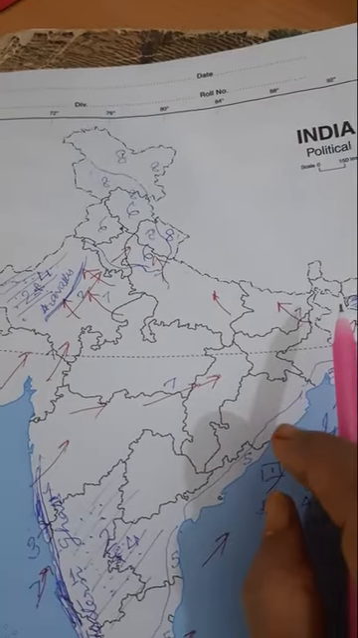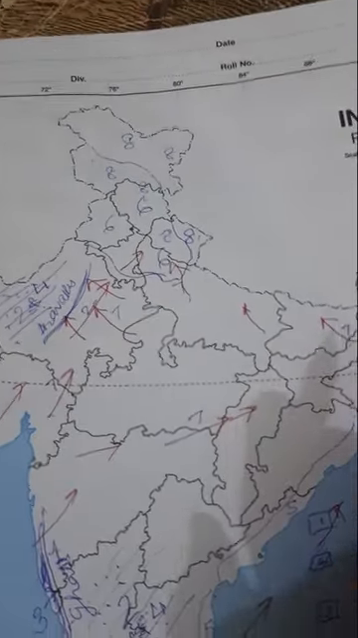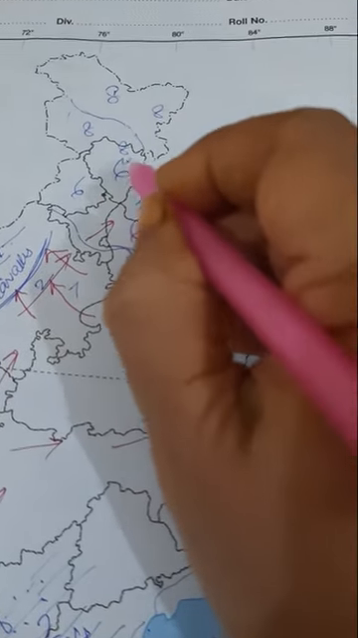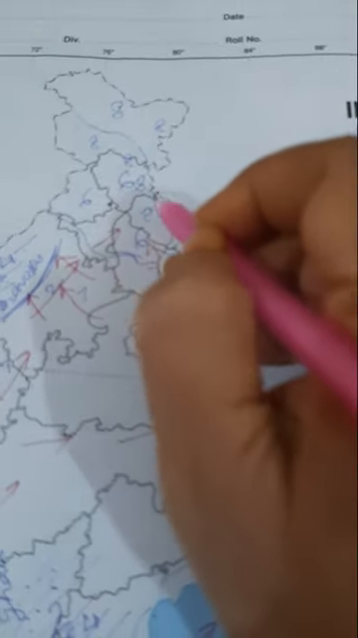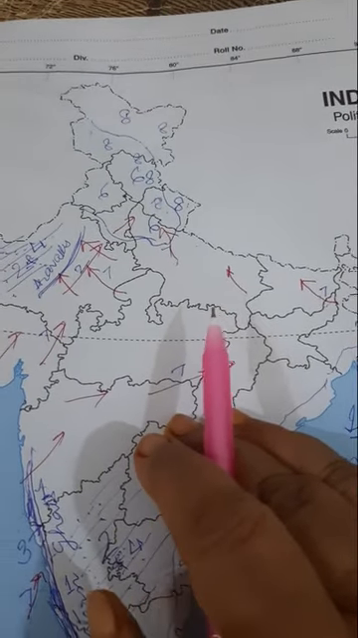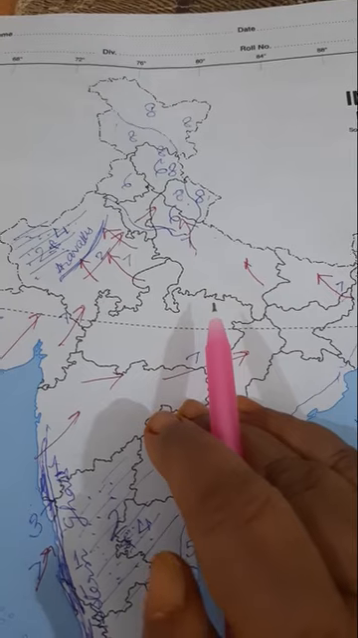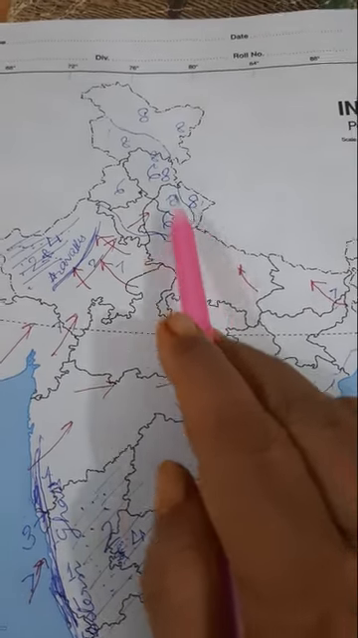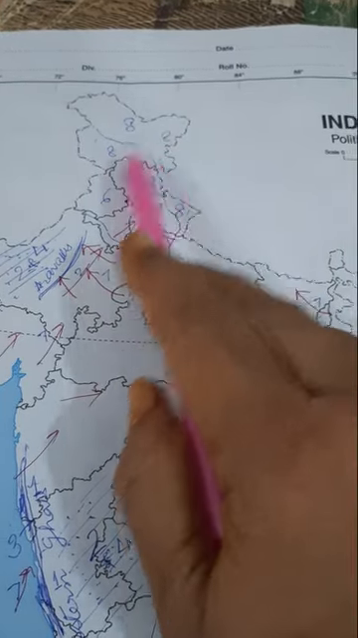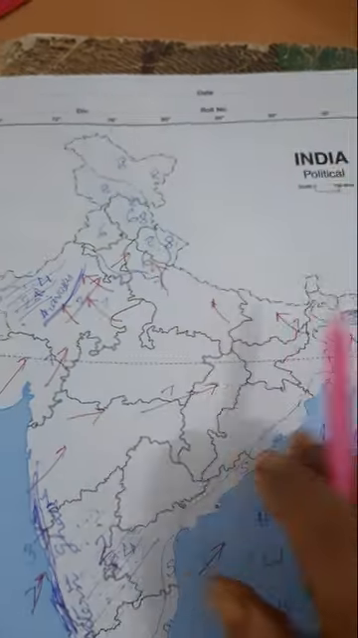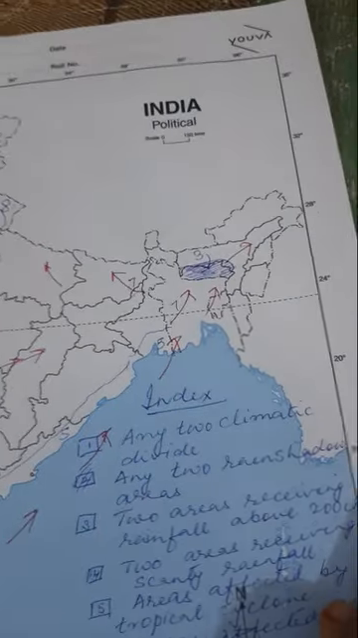So areas receiving snowfall. So Uttarakhand and Himachal Pradesh. This is Uttarakhand and this is Himachal Pradesh. So Himachal Pradesh also receives snowfall, and also our Kashmir and Ladakh, and of course these two union territories and these two states are the ones which receive snowfall.